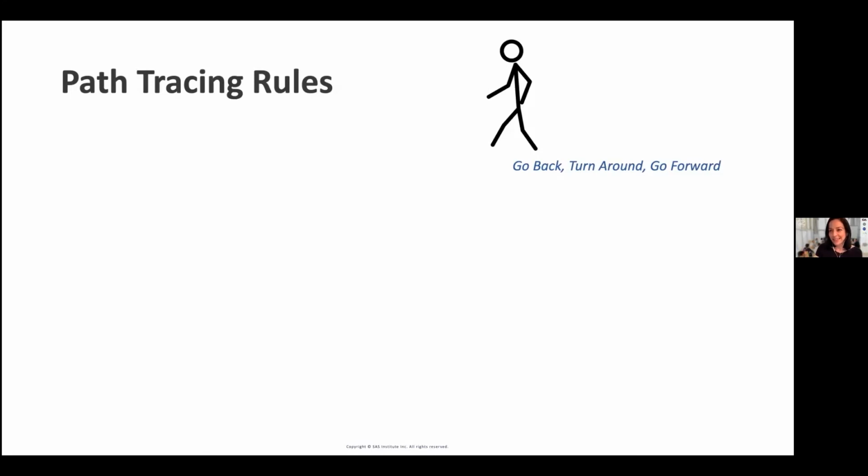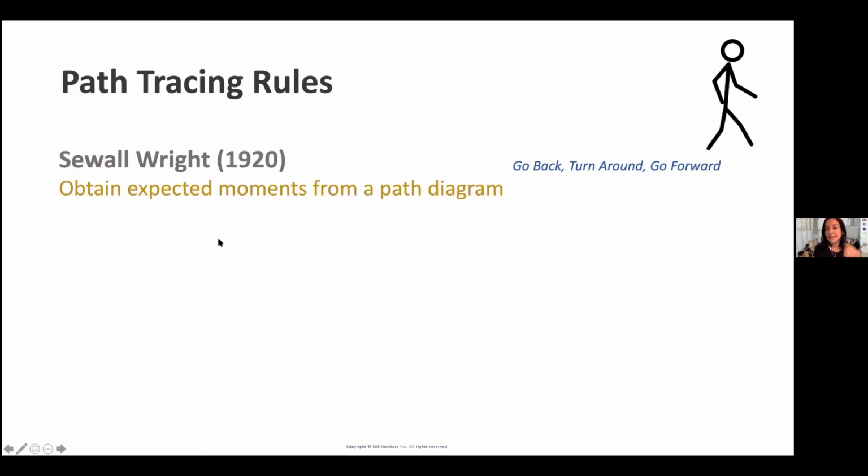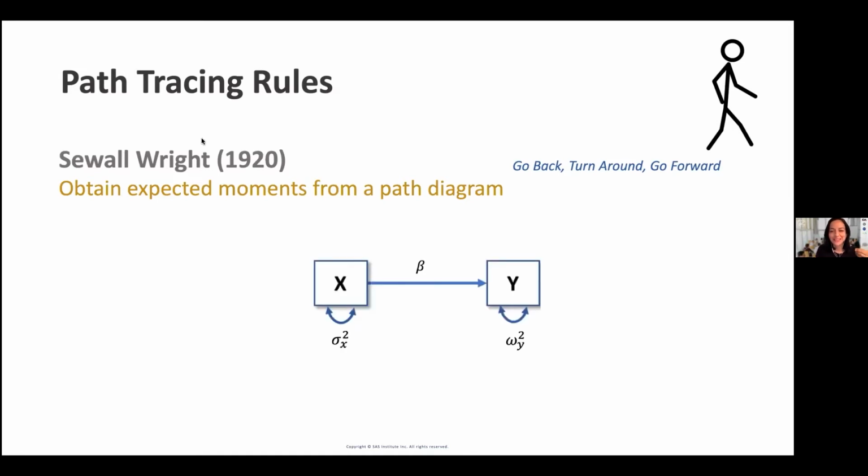The rules state that we can go back, we can turn around, and we can go forward. All right, it's really simple. And that's what's really beautiful about this. It's a very simple idea. We always go back, we turn around, and we go forward. And this is something that Sewall Wright found in the 1920s: that we could obtain the expected moments of the variables by tracing a path diagram. And I know that this whole go back, turn around, go forward can be pretty abstract. So let me give an example.